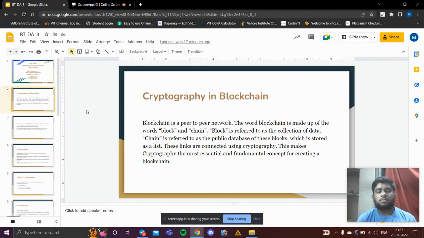Cryptography in blockchain. Blockchain is a peer to peer network. The word blockchain itself is made up of the words block and chain. Block refers to a collection of data, and chain refers to the public database of these blocks, which is stored as a list. These links are connected using cryptography. This makes cryptography the most essential and fundamental concept for creating a blockchain. So, ElGamal cryptography is also used as a way to join this link, which is very essential in a blockchain system.